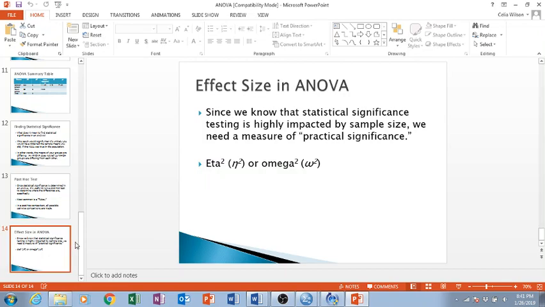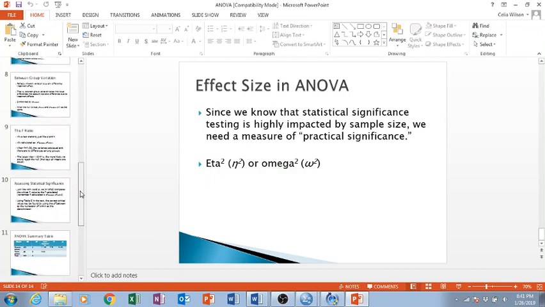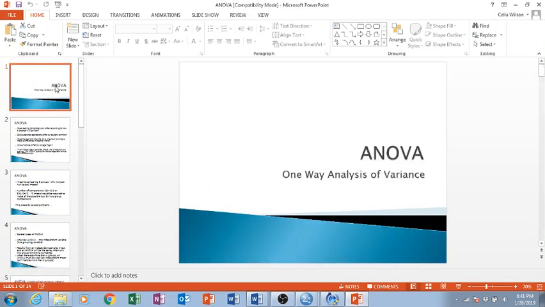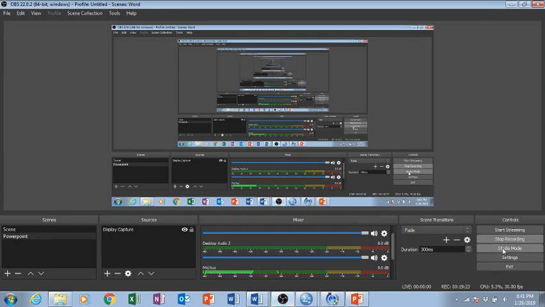All right, so that is a quick run-through of ANOVA, the one-way ANOVA. And the next thing I want to do is take you through an example of ANOVA using SPSS. So that's where we'll pick up next time.